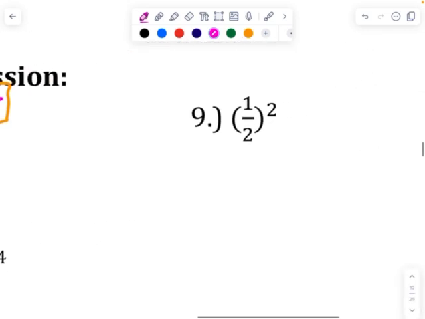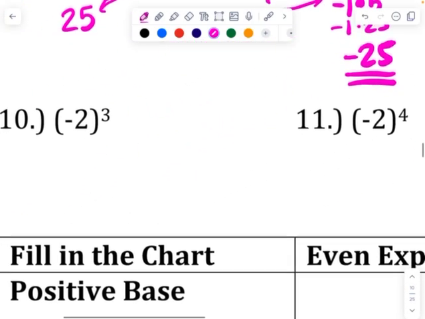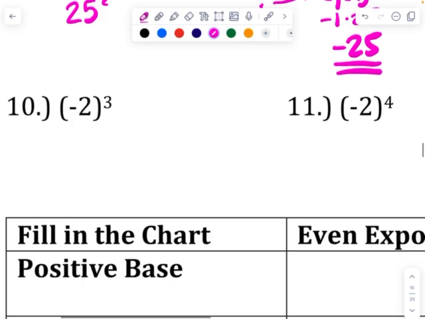All right, number 9, if you plug this into the calculator, 1/2 squared, again, closing the parentheses, you should get 1/4. And go ahead and do 10 and 11, again using parentheses.